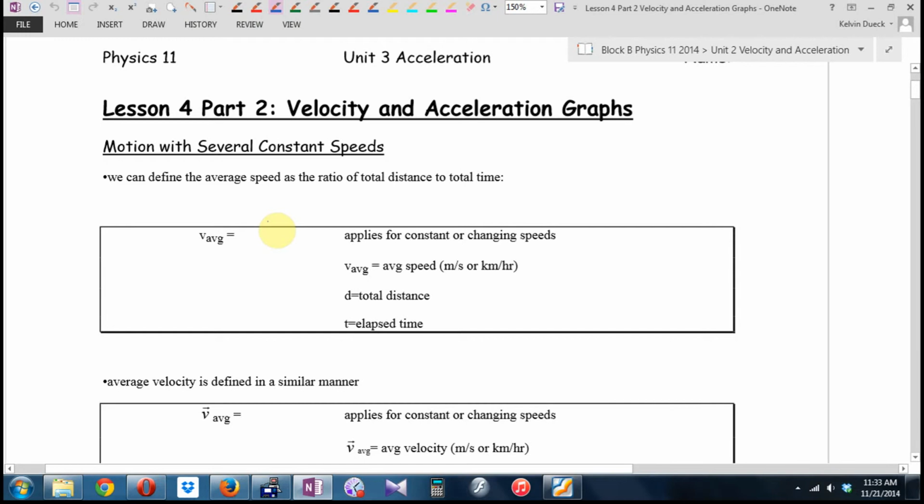Motion, my friend, thank you, with several constant speeds. So we're going to start to ask, first of all, what if you have different speeds but you're not accelerating? And then eventually we're going to say, what if you have a changing speed? Well, average speed is the ratio of total distance to total time. Average speed is d total over t total.